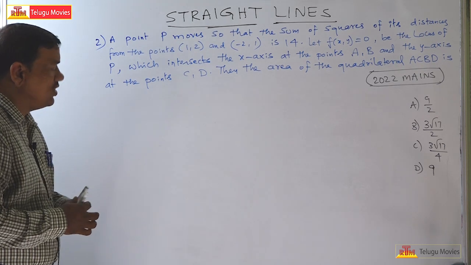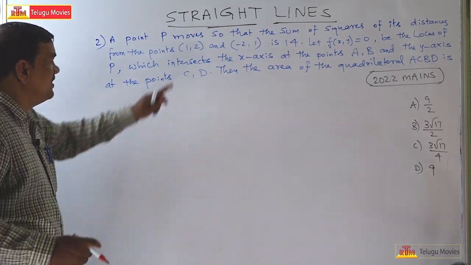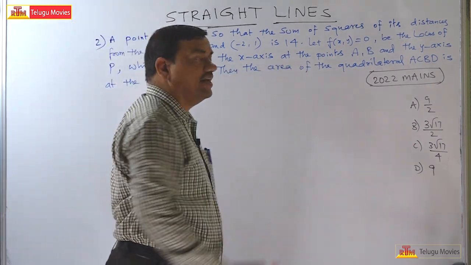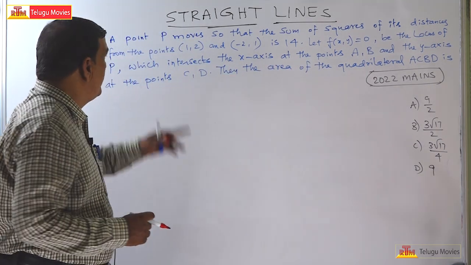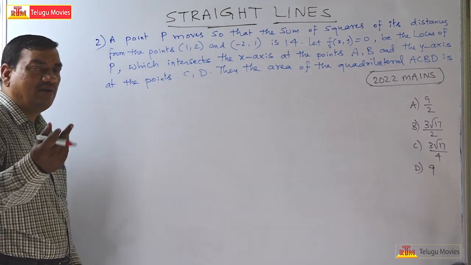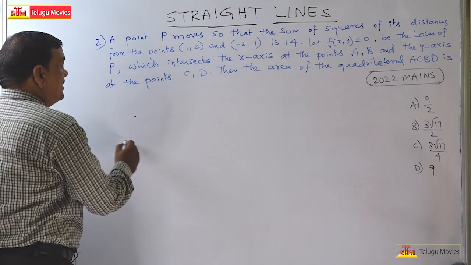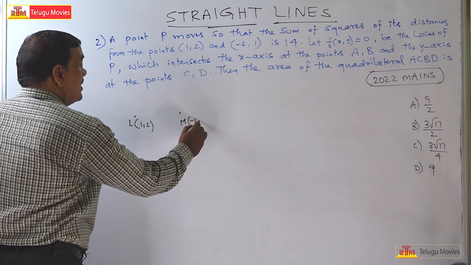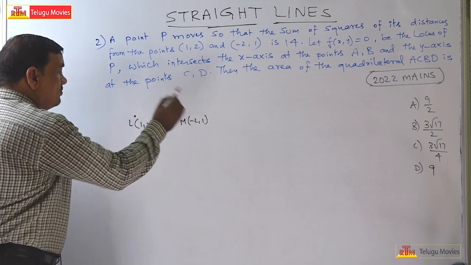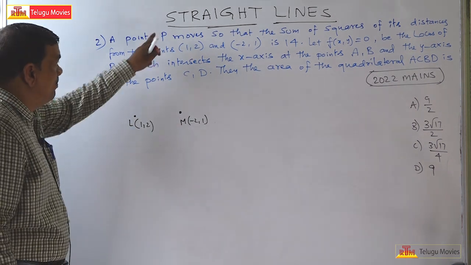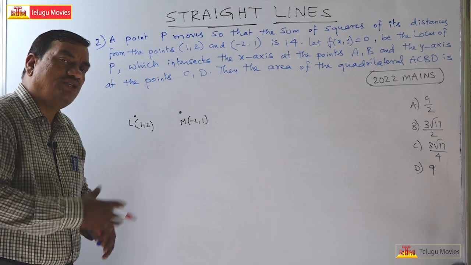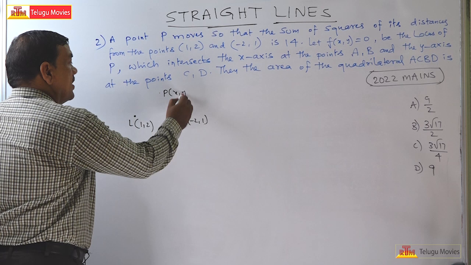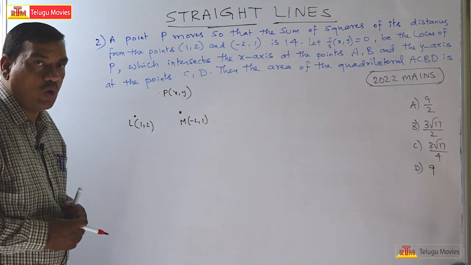The first thing you have to do: here there are 2 points. Let us call them L and M. The point L is 1 comma 2. The point M is minus 2 comma 1. These two are fixed points, L and M. P is a variable point, so it is moving this side, that side. Let P x comma y be any point on the locus.